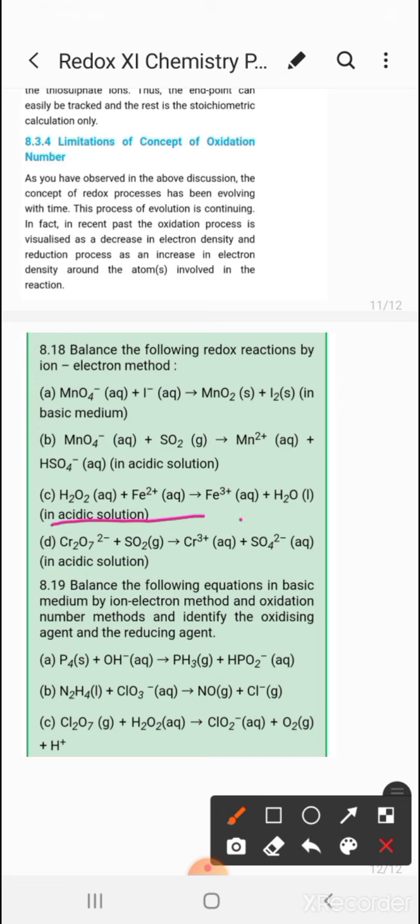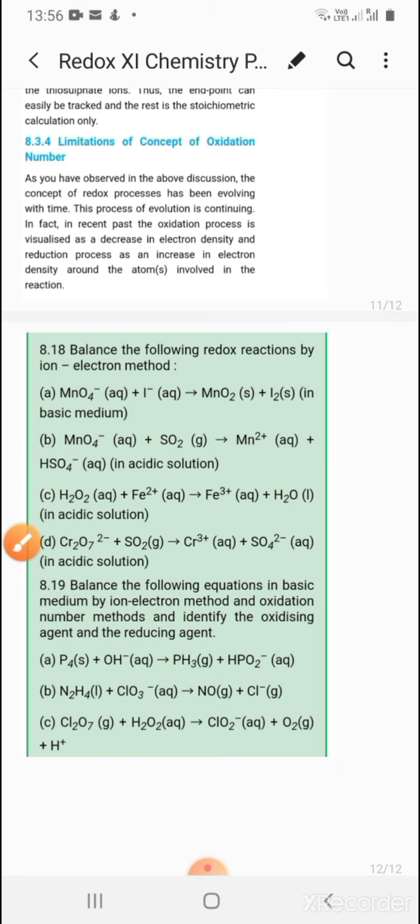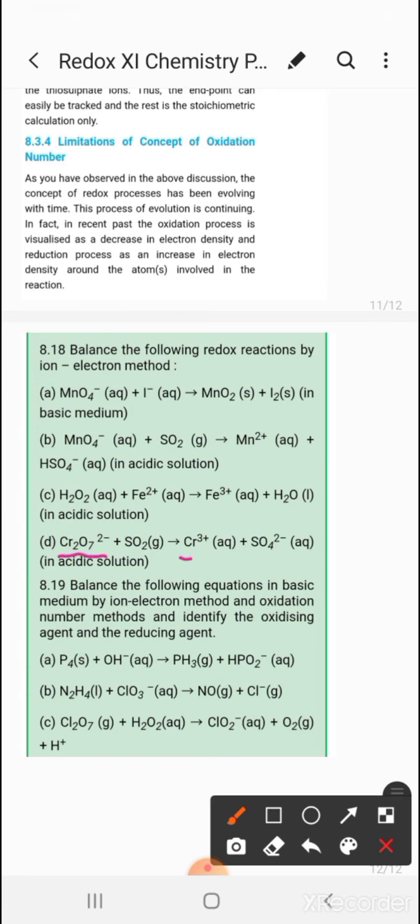See, is this the equation? You have to solve it in acidic medium, you can do it yourself. In the case of chromium, first of all you have to balance the oxidation number, basically the number of chromium atoms. So here 2 chromiums are there, here 1 chromium, so you have to multiply the chromium by 2. So the change will be what? How much will be the change?